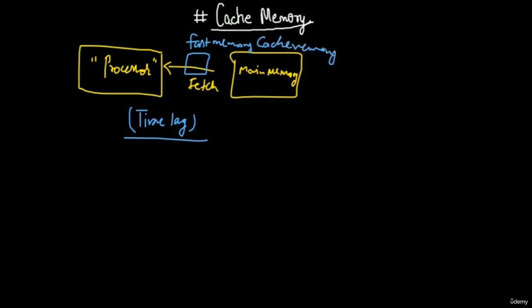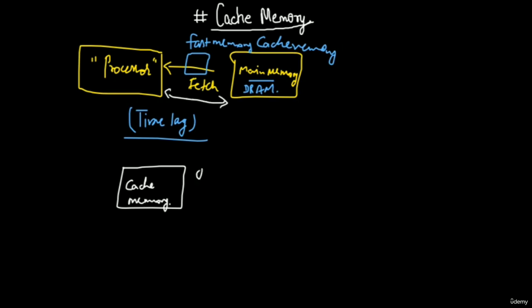If you're wondering which kind of memory the main memory is, let me explain that it's DRAM. So to overcome this time lag or delay, we use the cache memory because it's very fast. Because of the speed of the cache memory, it overcomes all the delays that happen between the processor and the main memory.